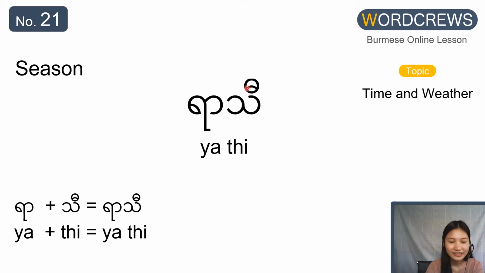So here is season, xiati. Let's see how to read it. Here is alphabet ya and a symbol, so we pronounce ya. And second one is alphabet ta and e, so we pronounce ti. Altogether, xiati. Season, xiati.